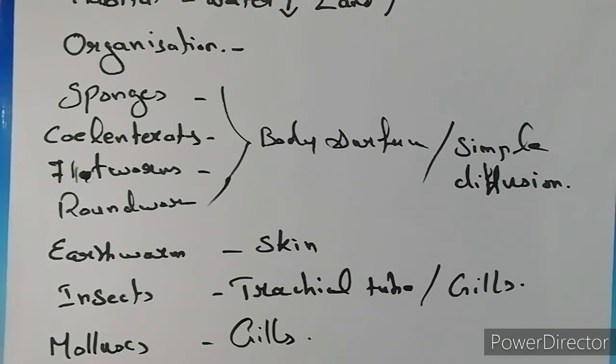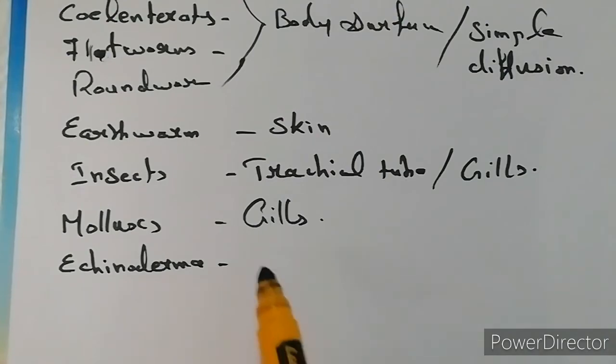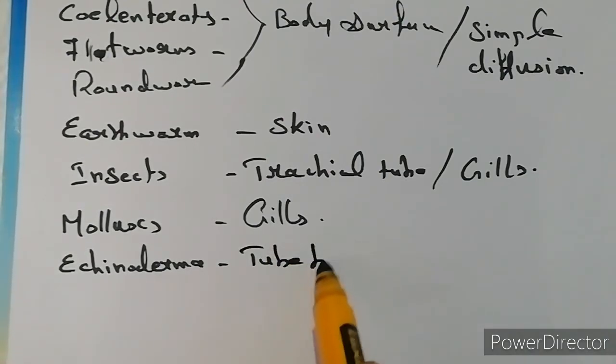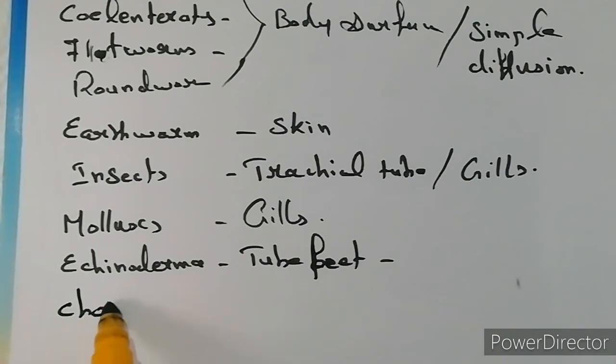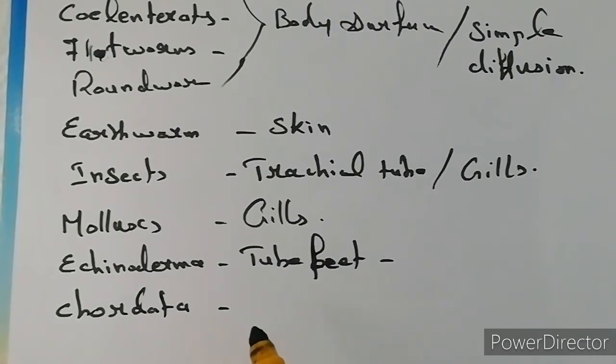Then echinodermata. For echinodermata, a water vascular system is there, and it consists of tube feet. Do you remember tube feet? Through the tube feet it takes in water, which is useful for respiration; we discussed all of this already. Then chordata, which has five classes: pisces, amphibians, reptiles, aves and mammals. Since they are higher organisms, they have well developed lungs as the respiratory organ.